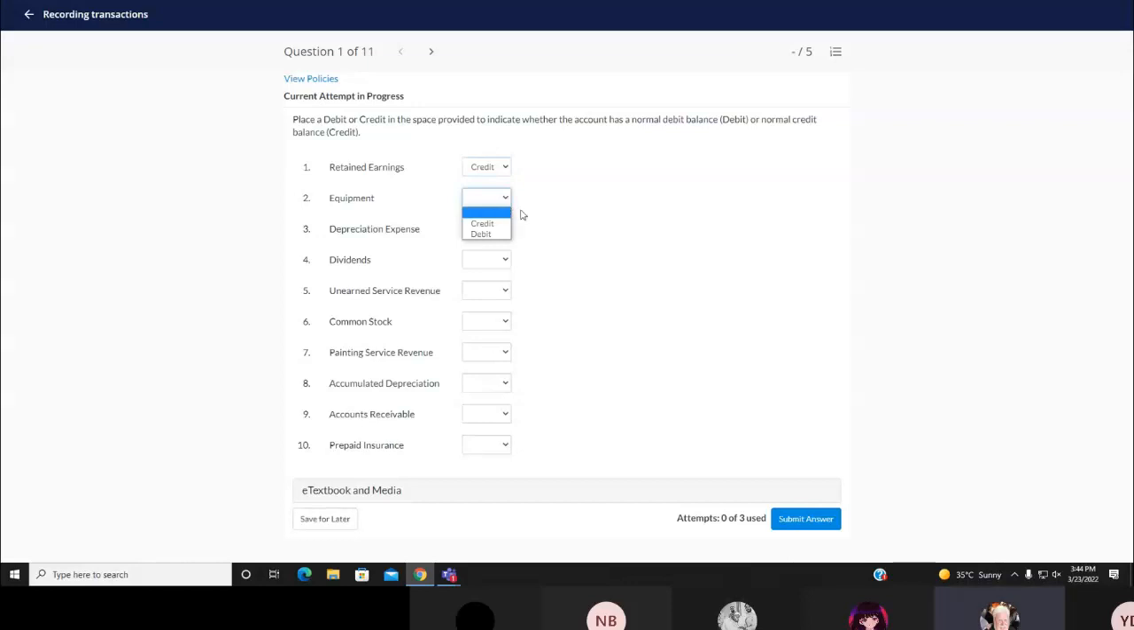Depreciation. What is depreciation? It's only five accounts: asset, liability, equity, revenue, or expense. What's depreciation? It's an expense. So now, how does it increase?